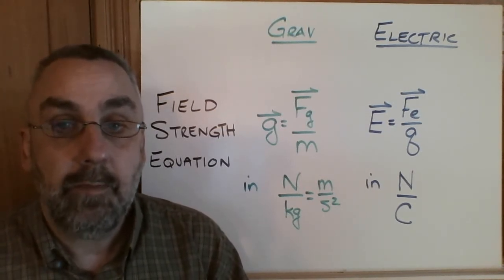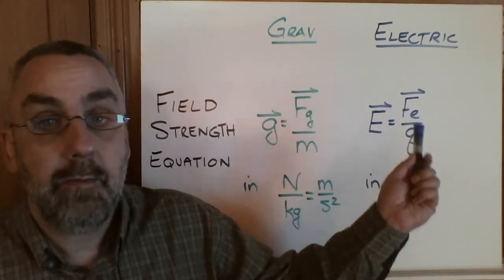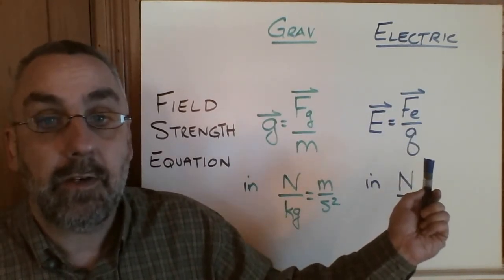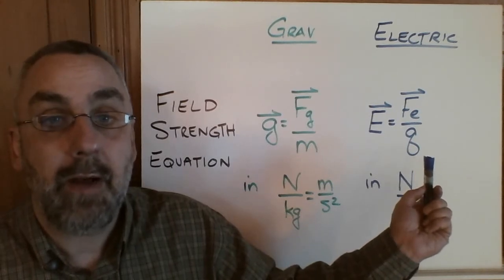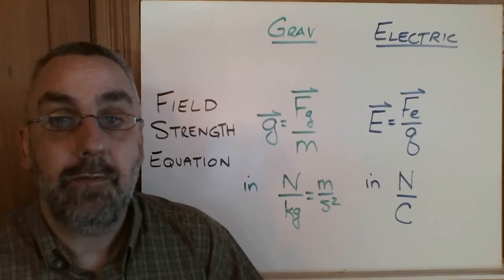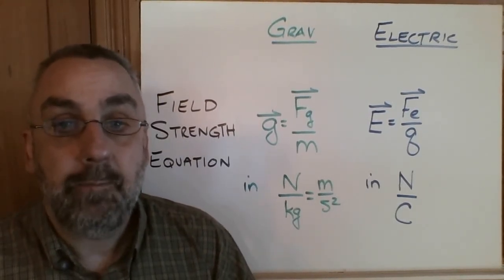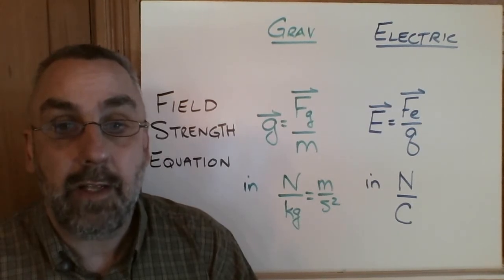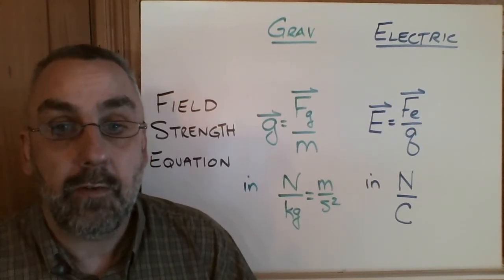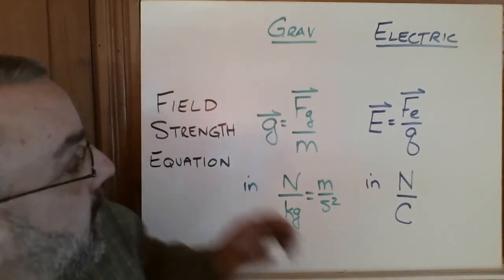For the electric field, we define the field strength equation in a very similar way. What we've got is the electric field is the electric force divided by, if you recall, Q, the amount of charge that we have. So it's force divided by the amount of the thing that causes that force. The units for the electric field strength are going to be newtons for force and then coulombs for charge. So electric field strength is in newtons per coulomb.